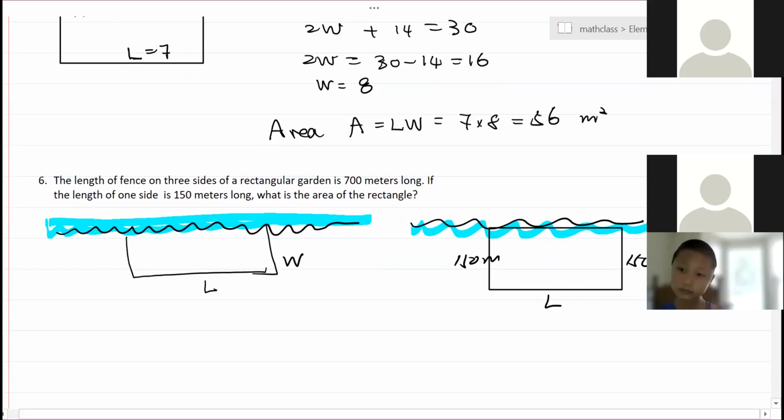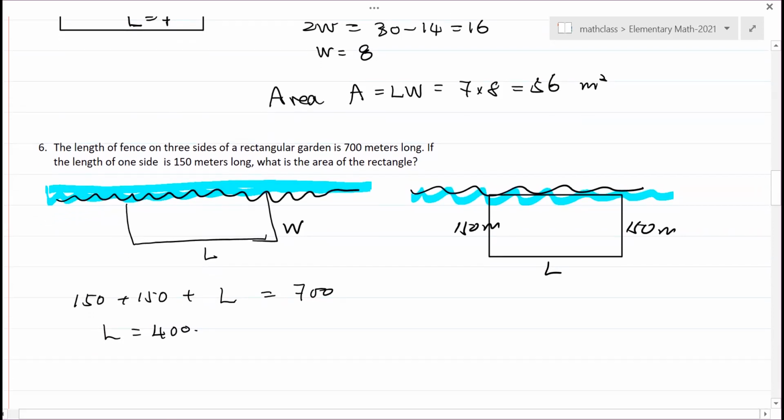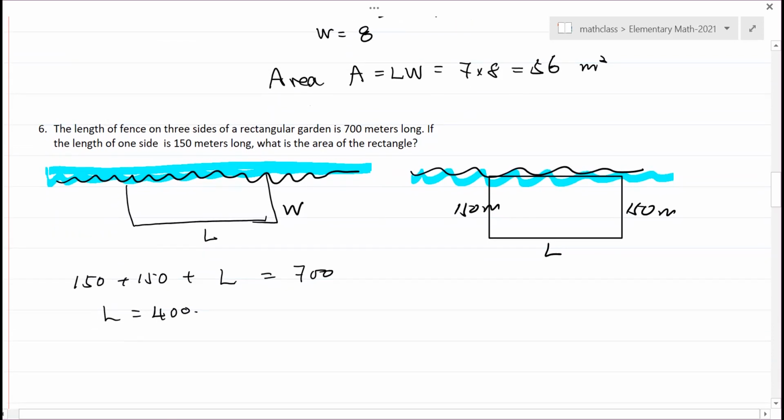So the width, the length of the one side means that's actually 150, right? 150 plus 150 plus the length is going to be 700. So this is 300, 700. So L must be equal to 400, right? L is 400. Okay. So L is 400, then you find the area. Why is L 400? Because this is 300. 300 plus 400, 700, right?